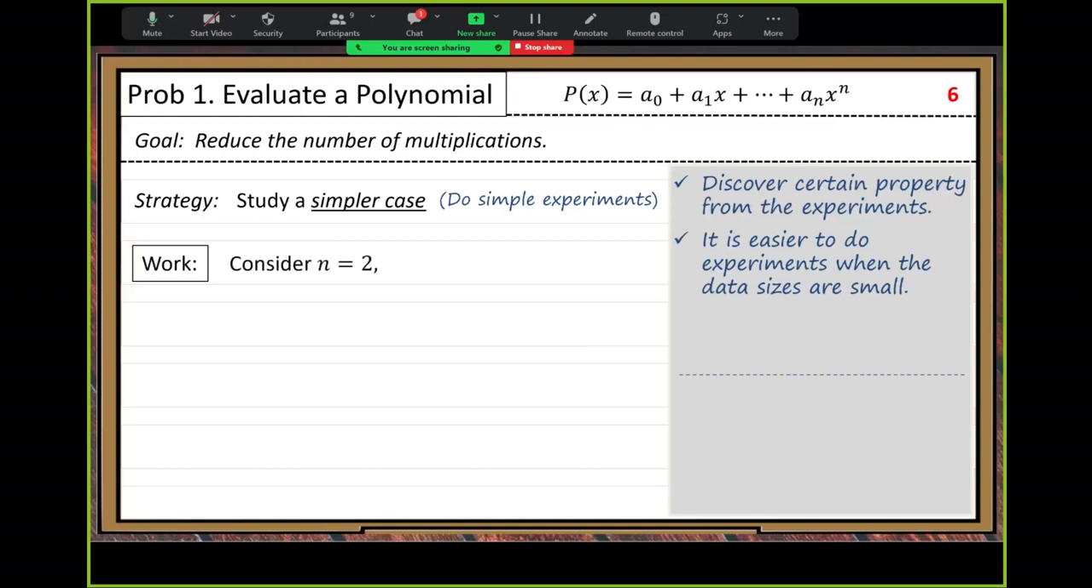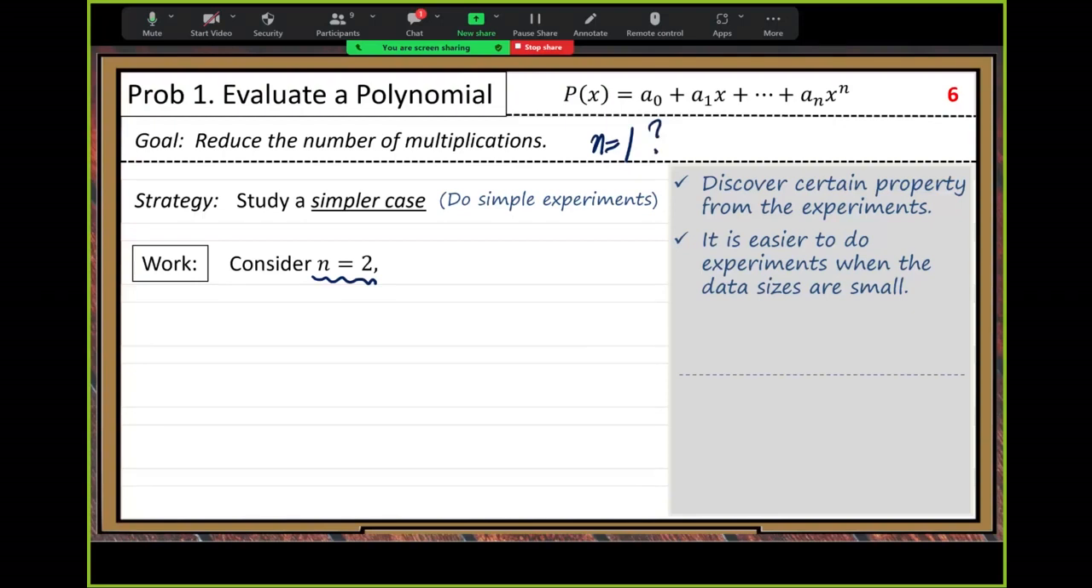The first one, let's consider n equals 2, a degree 2 polynomial. Another question I want to emphasize a little bit here: in our first experiment example, we choose n equals 2. Some of you may ask me why we do not choose the simpler case, n equals 1. n equals 1 is simpler than n equals 2.